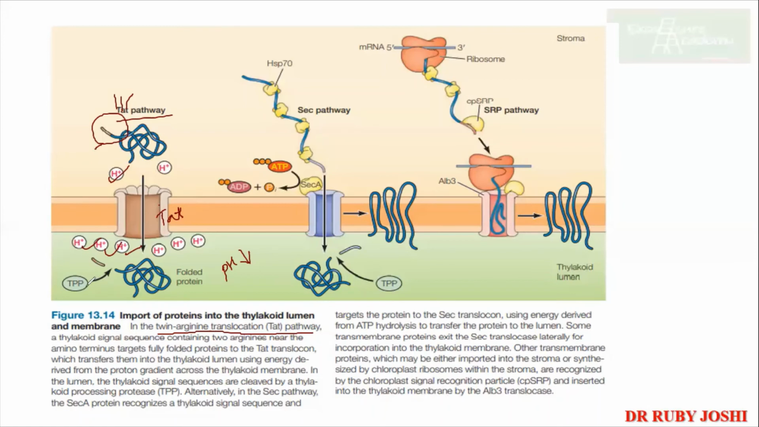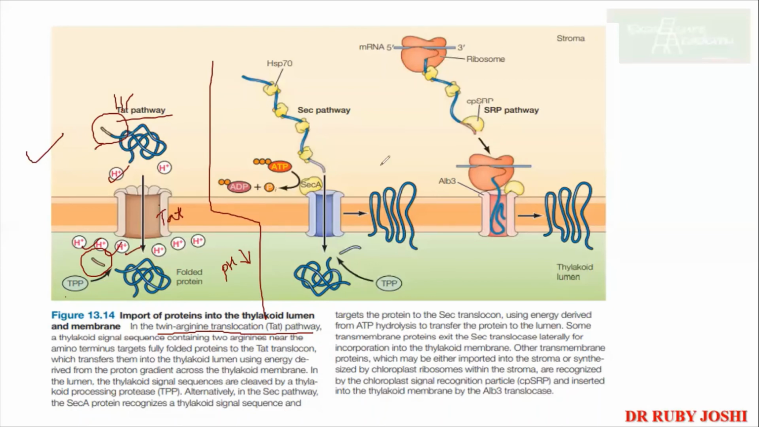Now what is TPP? What was there? Matrix, stromal. So T stands for your thylakoid. So thylakoid processing proteases or the peptidases, which is actually removing this signal sequences. Okay, is this pathway clear? TAT pathway.